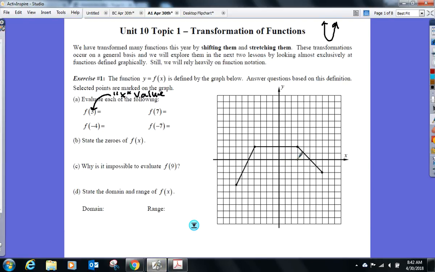1, 2, 3. You look up. Where is it on the y-axis? 2. Everyone all right? It's at 2.